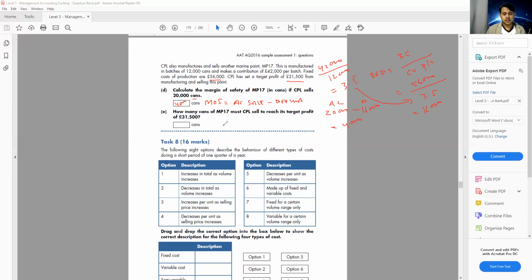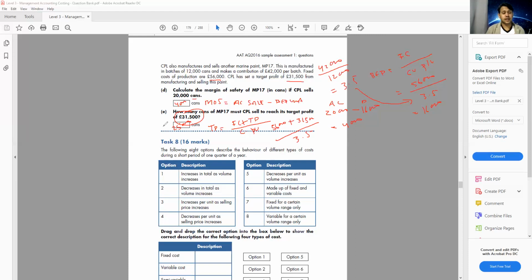That's easy. Then we have: how many cans of MP17 must CPL sell to reach the target profit? We know the target profit formula, isn't it? It is fixed cost plus target profit divided by contribution per unit. You know the formula is very easy. The fixed cost is 56,000, the target profit we already have in the question, 31,500, and the contribution per unit is 3.5. So 56,000 plus 31,500 divided by 3.5 will be 25,000. If you can sell 25,000 cans, then we have a profit of 31,500.